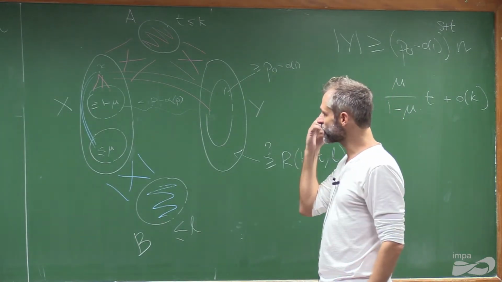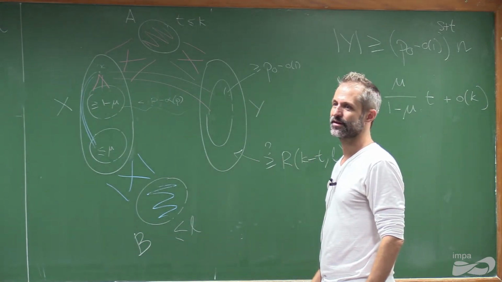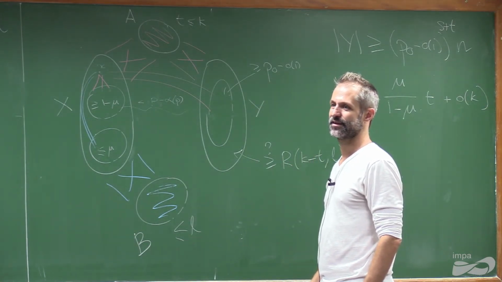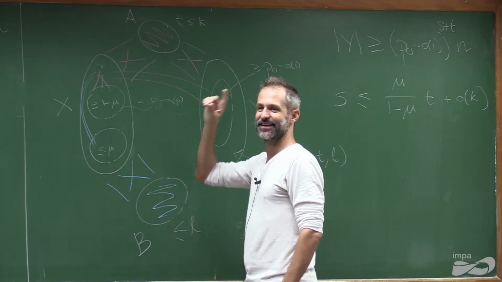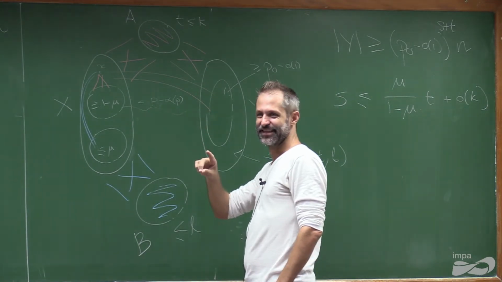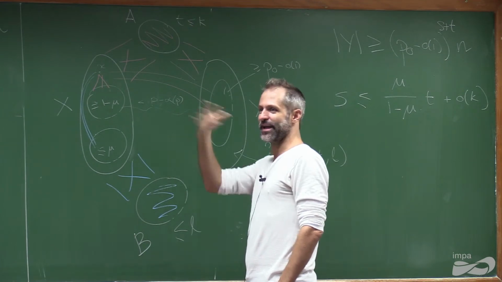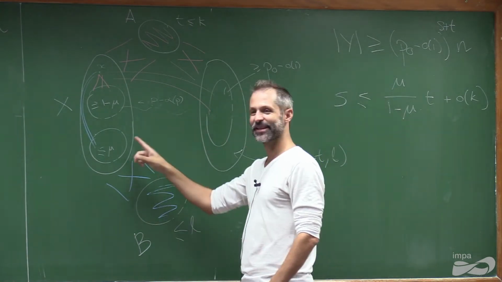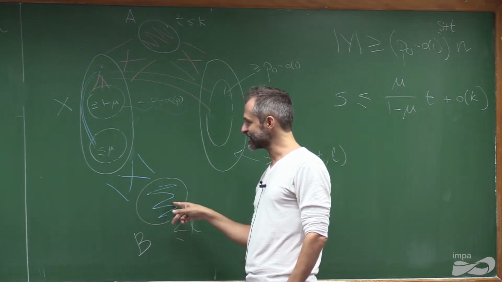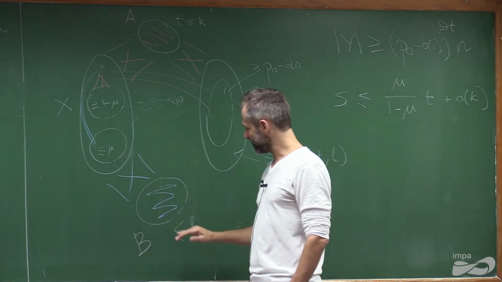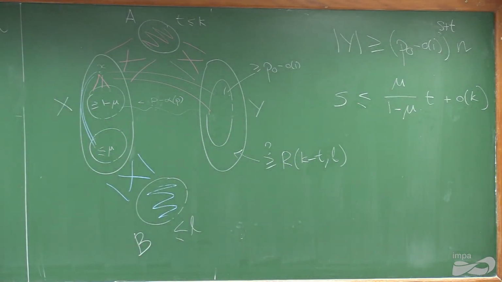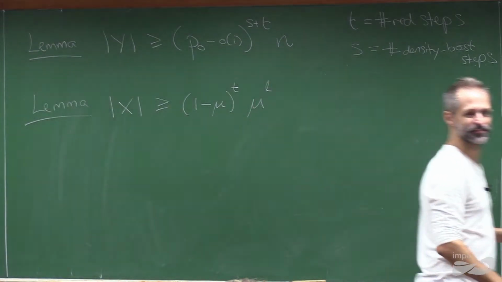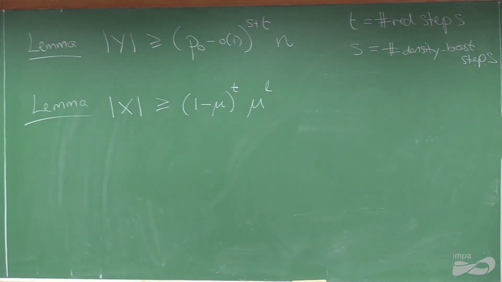In a blue step. So what happens in a blue step? What happens to X? Mu to the size of S. Exactly. For each vertex you put in here, you lose a factor of mu. You have at most L here, so you lose a mu to the L. Okay. When else does it go down?